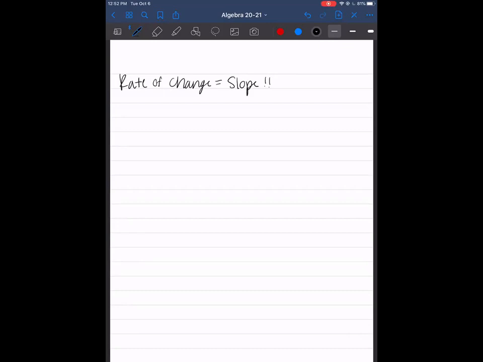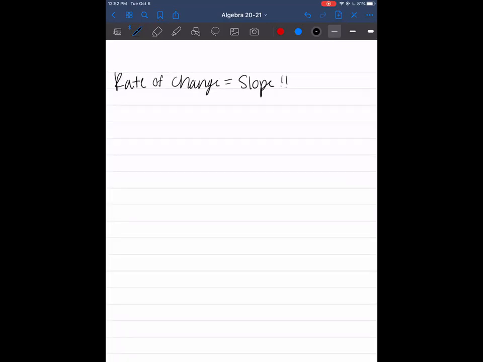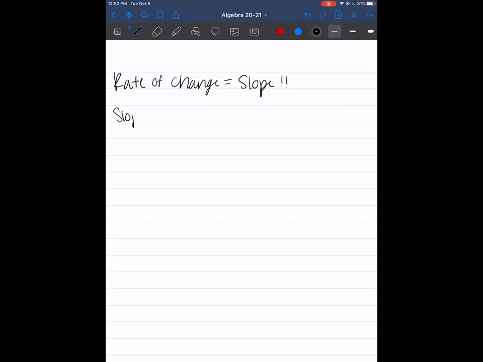If you hear what is the slope, that's asking for the rate of change. It's the exact same thing. We just use slope most often. Slope is represented by m. So if you see m in a formula or an equation, right now it is slope.